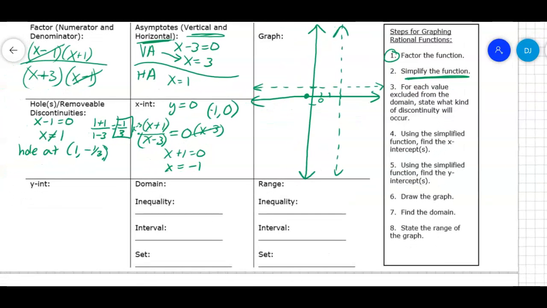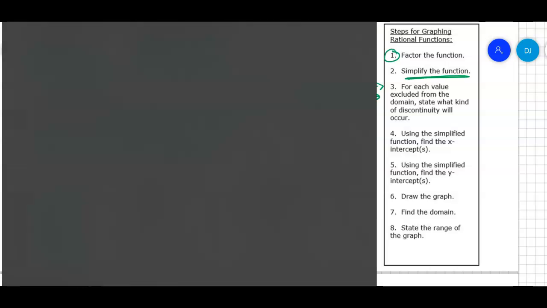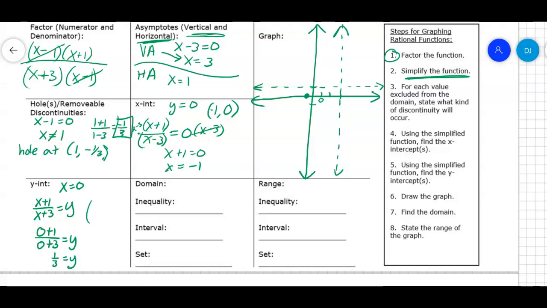Our y-intercept, whenever we have a y-intercept, we know that the x value is going to be 0. So we're going to substitute it into our simplified function, which is going to be x plus 1 divided by x plus 3 equals f of x, or y. And so we'd have 0 plus 1 and 0 plus 3. Our y value is just going to be 1/3 equals y. So our ordered pair is 0, 1/3.